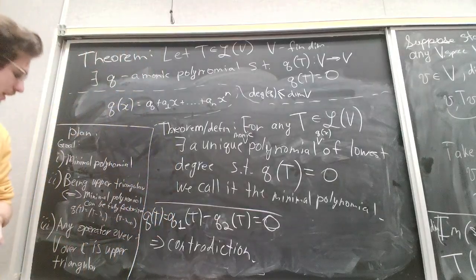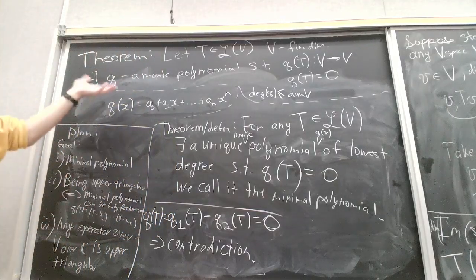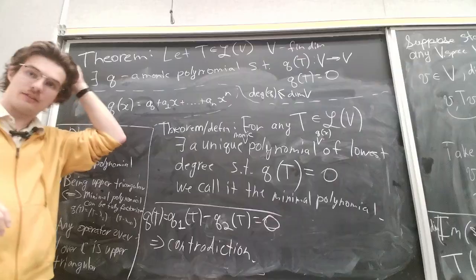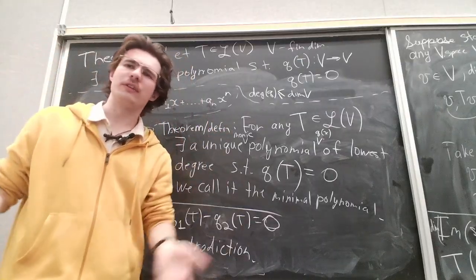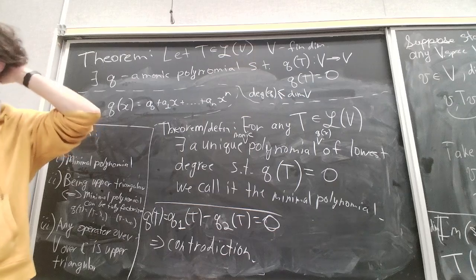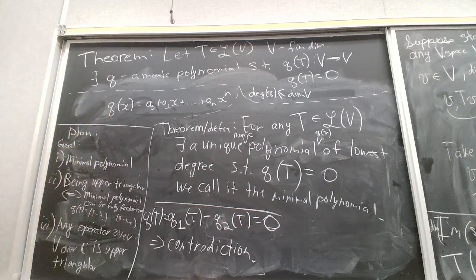And so now we've prepared the machinery. So we now know that for any linear operator T over a finite dimensional vector space, there exists this minimal polynomial. Very good.